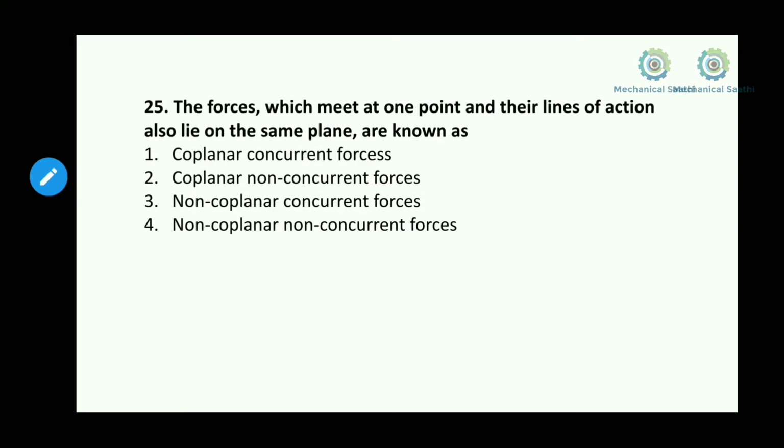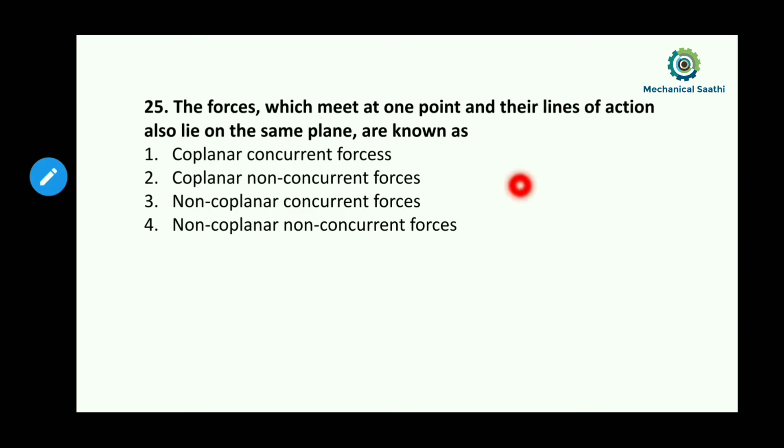So it is again another simple question. So let us read this. This is a question from engineering mechanics. The forces which meet at one point and their lines of action also lie on the same plane, then which type of system of forces can we obtain from this?